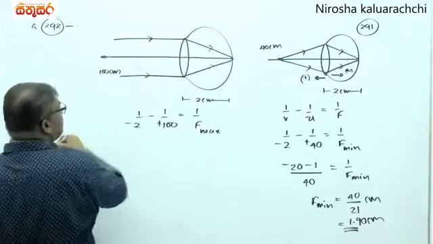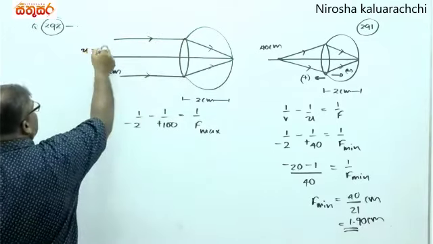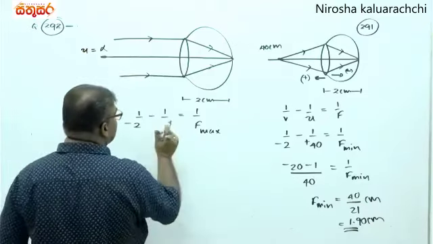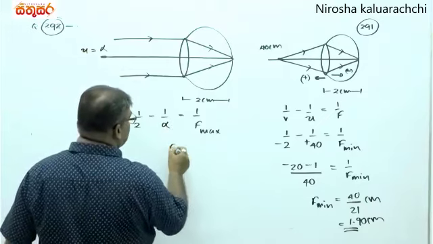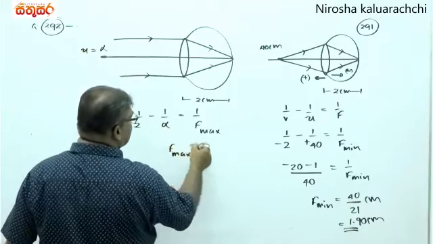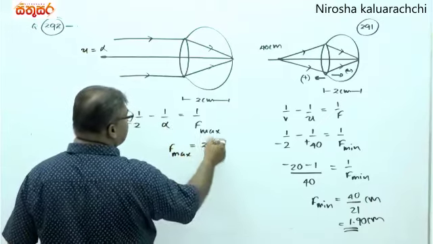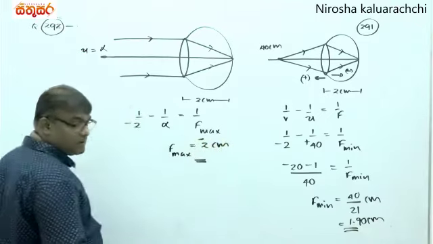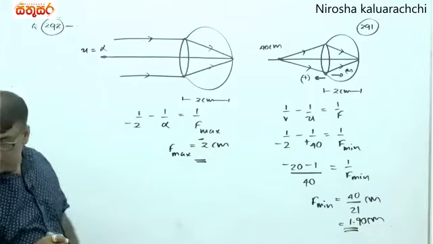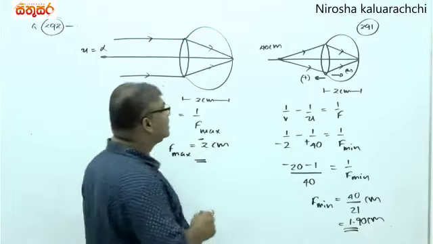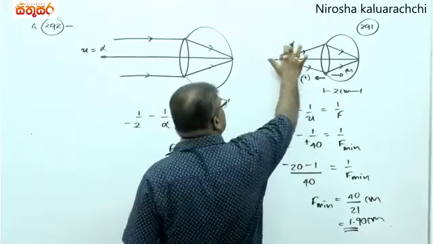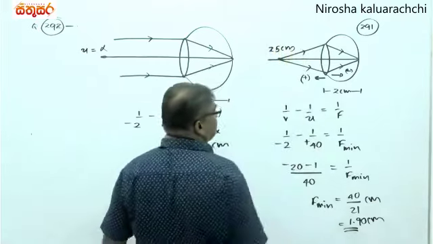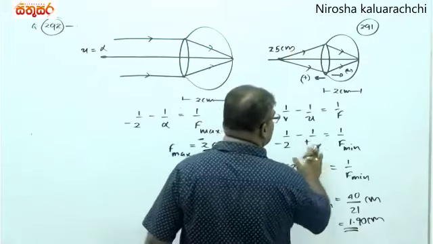Then the object is kept at infinity. Now this is removed, so this is infinity. Then the maximum focal length is equal to the diameter of the eyeball, 2 centimeter, minus. Minus is convex. It's the diameter of the eyeball. Clear? Right. And here, for the minimum focal length, it must be 25 centimeter. Then this should be 25.